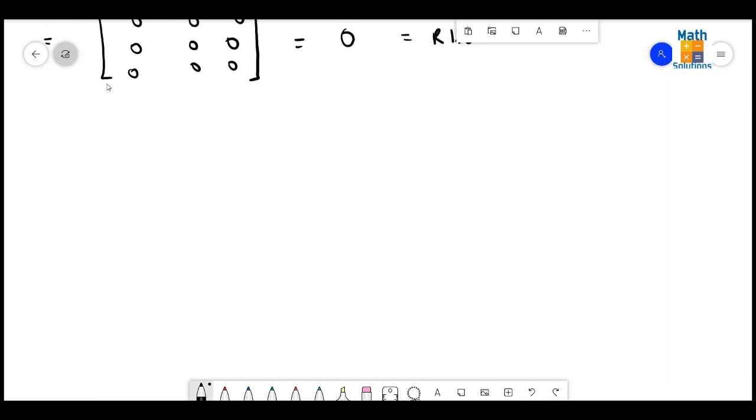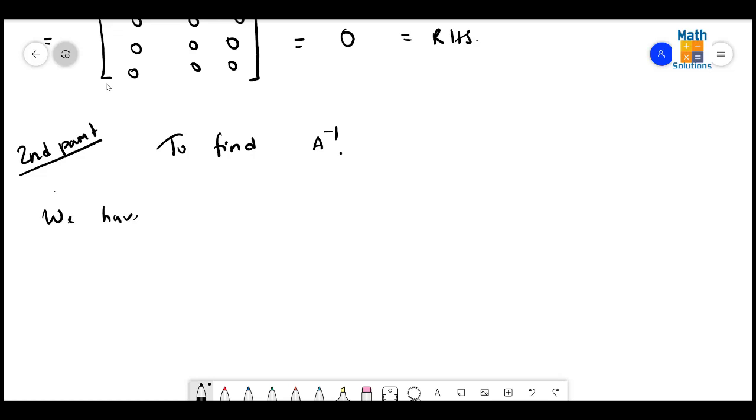Then coming to the second part, what is the second part? To find A inverse. So we already have the expression we proved just now. With the help of that expression only, we shall be finding the value of A inverse. In exam, if this type of question is asked, you do not have to find the value of A inverse separately using adjoint and all.